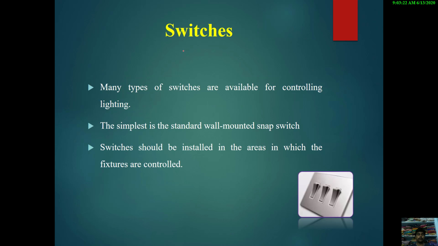That is switches. There are various types of switches available in a lighting system to turn the light on or off. Many types of switches are available for controlling lighting. The simplest is the standard wall mounted snap switch. Switches should be installed in the areas in which the fixtures are controlled.